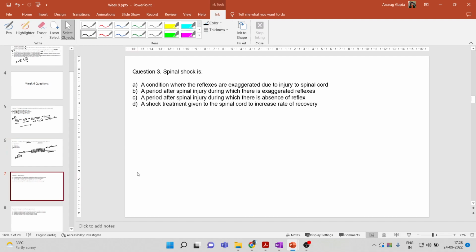Going on to the next question. Spinal shock is: A. A condition where the reflexes are exaggerated due to injury to the spinal cord. B. A period after spinal injury during which there is exaggerated reflexes. C. A period after spinal injury during which there is absence of reflex. Or D. A shock treatment given to the spinal cord to increase rate of recovery. So again, you can take around 30 seconds and type out your answer and then we'll discuss.